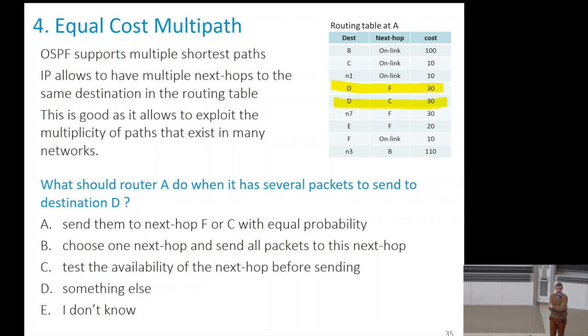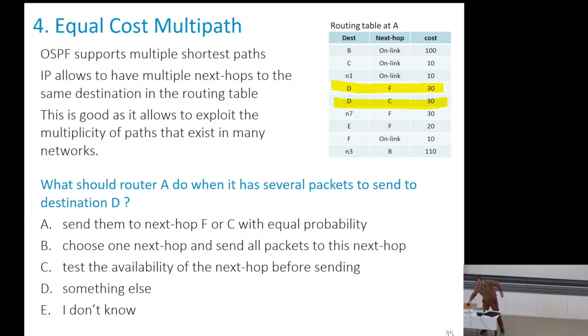We have seen that there can be, and there usually are, multiple shortest paths to a destination. If you take a ring, for example, that has an equal cost everywhere, there will be lots of paths that have the same cost here. Now, assume you are router A, and you have a packet to send to a destination that is D, for example. What should A do, according to you? Should it use all of them, or should it try to do something smarter?